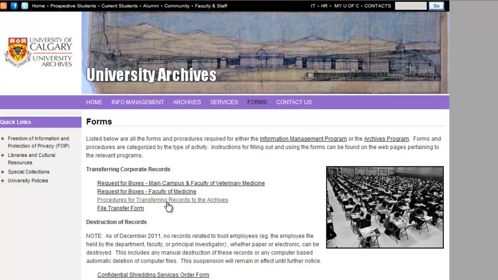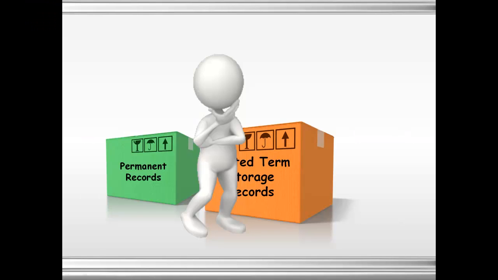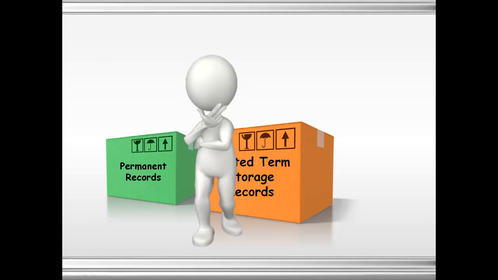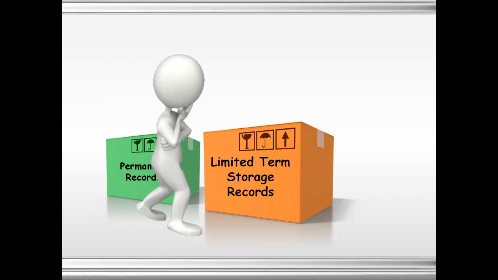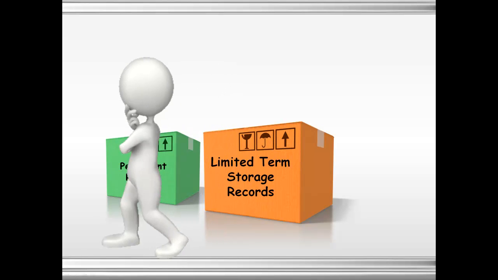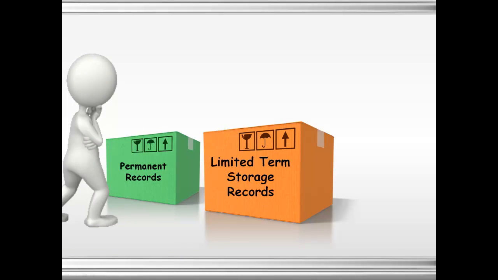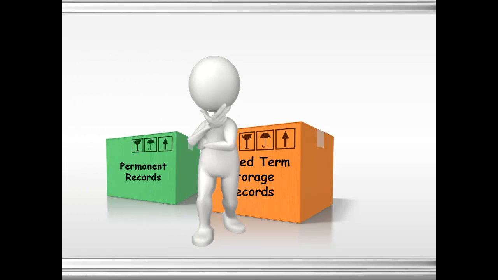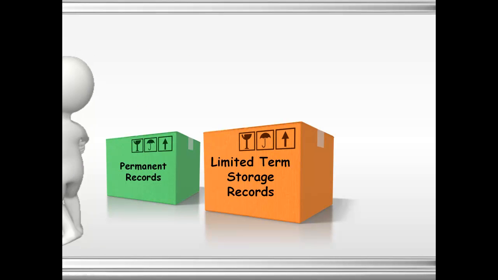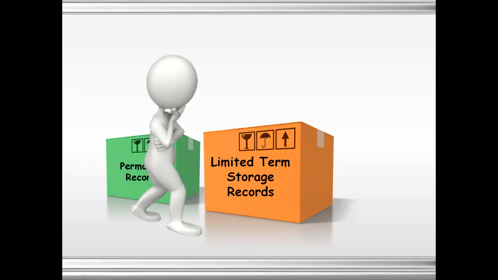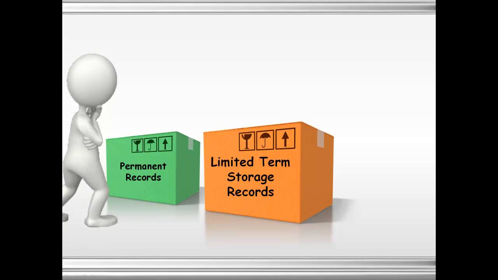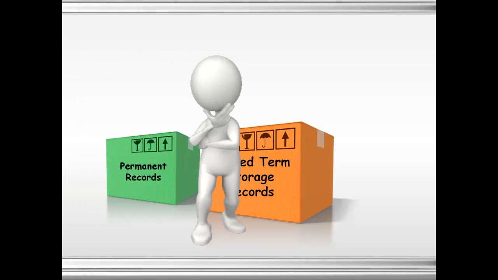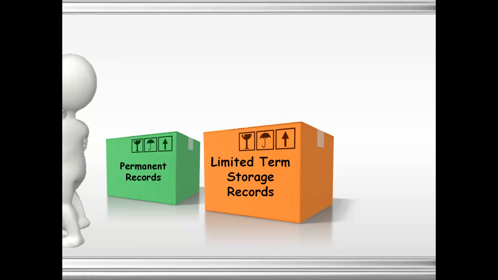Before you start to transfer records, first determine what types of records you want to transfer. There are two types of records you may be transferring to the archives: records that require storage until their retention period is over, and which will then be destroyed. We refer to this as limited term storage, or records with archival value that will be kept permanently. When transferring records to the University Archives, separate the permanent from the non-permanent records and send them as separate transfers. Do not pack the two types of records together.